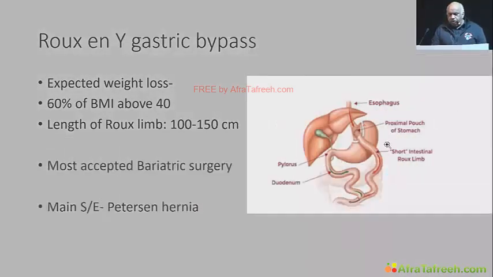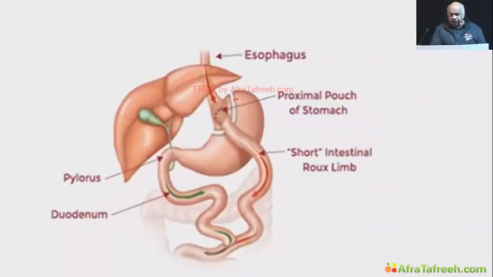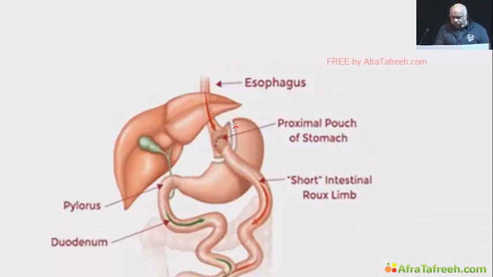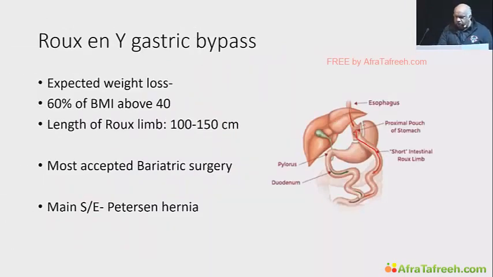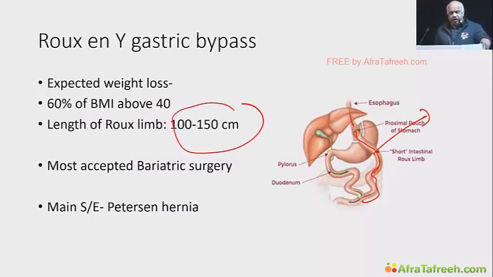Make a small pouch of the stomach and make a Y. This limb from here to here is called the Roux limb. The length of the Roux limb should be 100 to 150 centimeters.